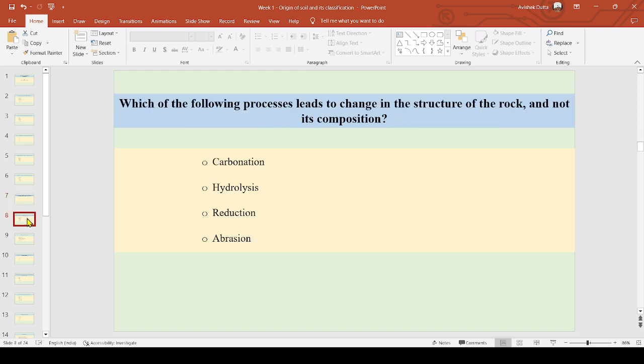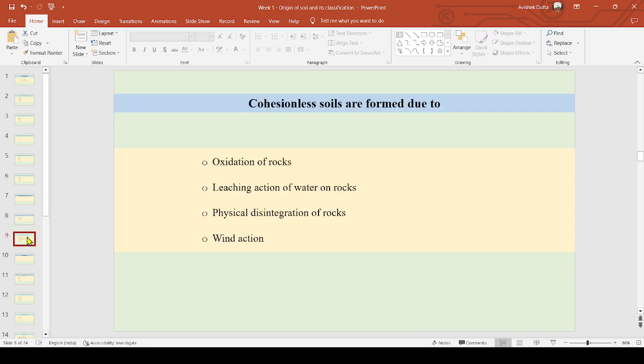Which of the following processes leads to change in the structure of the rock and not its composition? Carbonation, hydrolysis, reduction, abrasion. Which process will lead to change in the structure without changing the composition of rock? Cohesionless soils are formed due to oxidation of rocks, leaching action of water, physical disintegration of rocks, or wind action. Cohesionless soil means soils like sand.